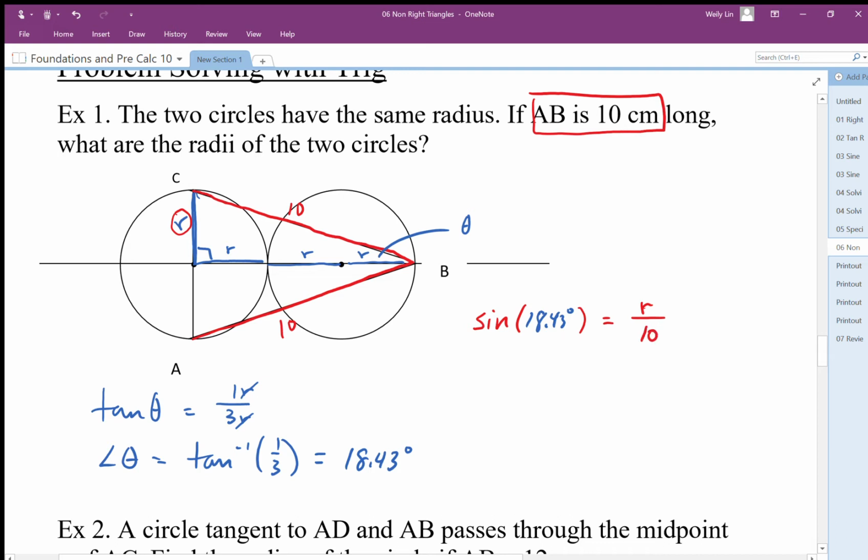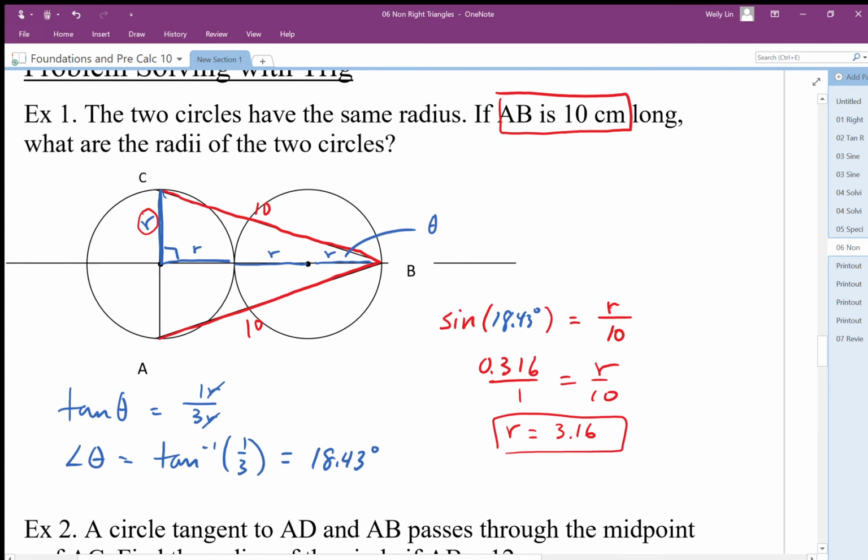So I need to go back to my calculator. I need to convert that sine ratio, that angle, back into another ratio. Okay, so it's going to be 0.3162. Okay, we'll compare that to 1, and that's going to be R to 10. Solving for the radius algebraically, we get 3.16, and that is the radius. Okay, so there's our answer. The radius of the two circles is 3.16 centimeters.